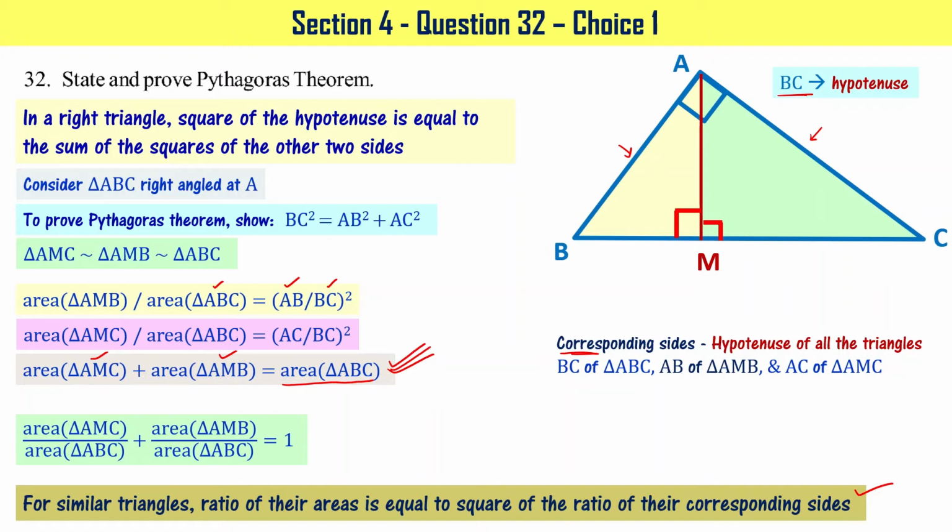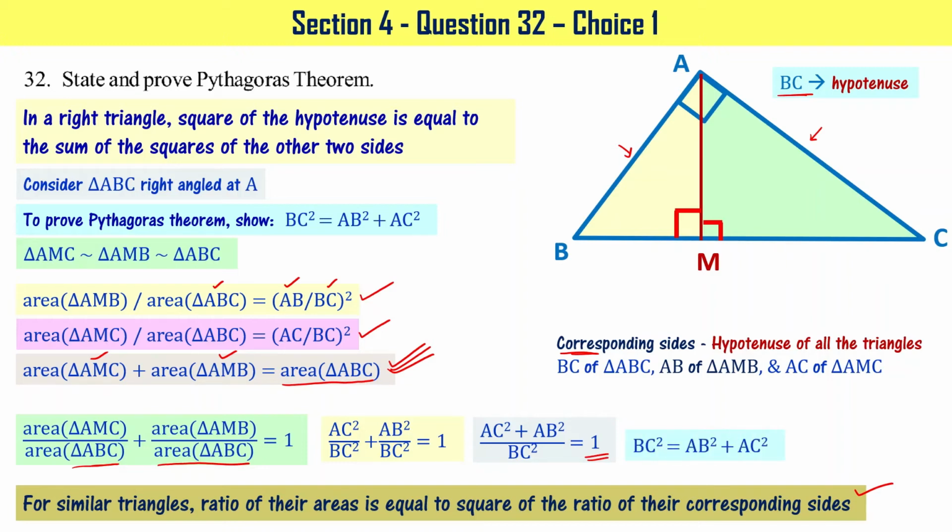Now we know area of triangle AMC divided by area of triangle ABC is (AC by BC) whole square, and this one is (AB by BC) whole square. Let's substitute that. This particular equation can now be written as (AC square plus AB square) divided by BC square equal to 1. Let me take BC square onto the other side so that I can write it as BC square equal to AB square plus AC square.